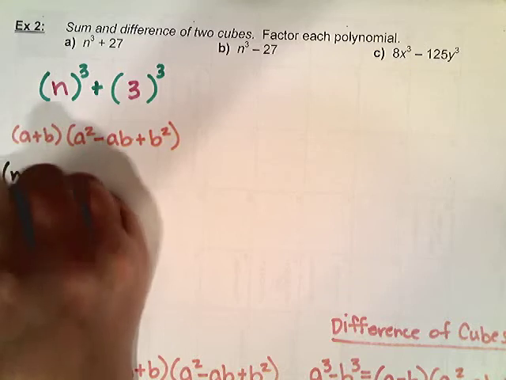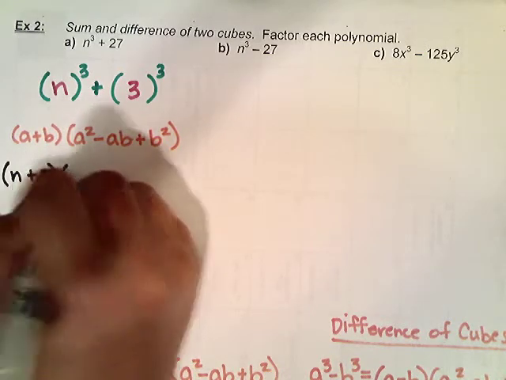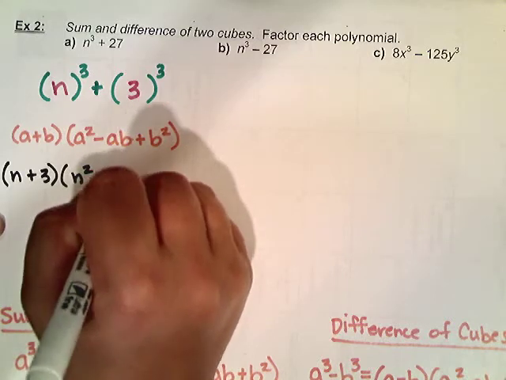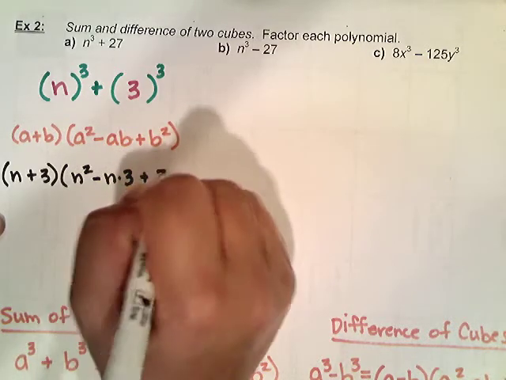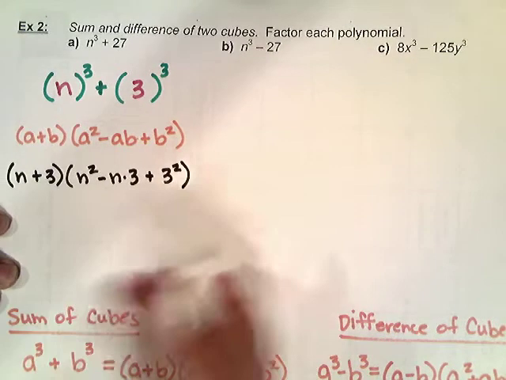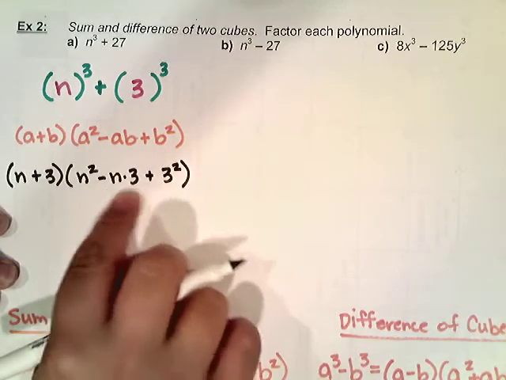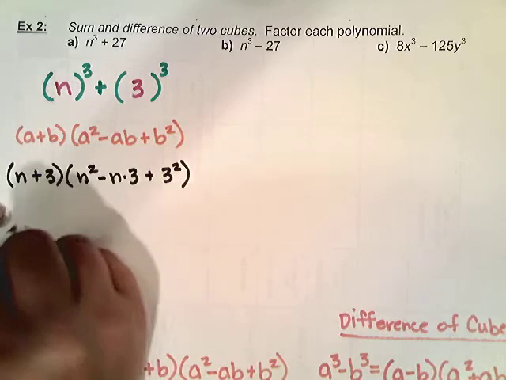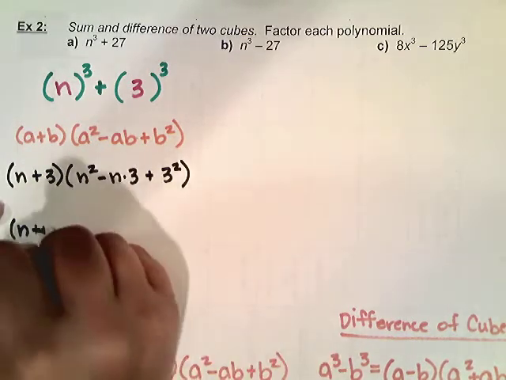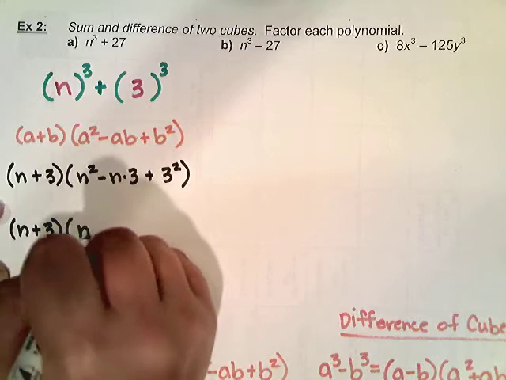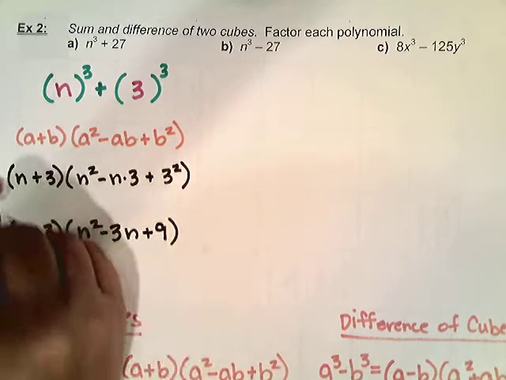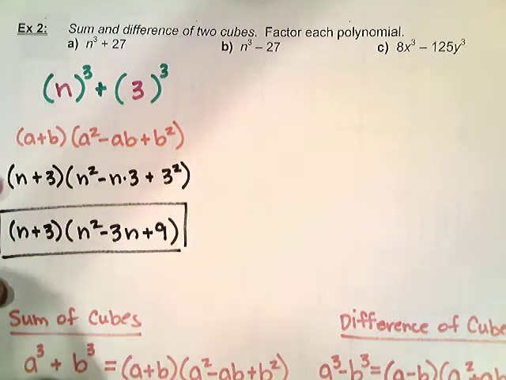So that's going to be n plus 3 times n squared minus n times 3 plus 3 squared. Now we don't want to leave it this way. Of course, we want to simplify anything that we can simplify, which means we want to simplify this and that. So our final factored form for this sum of cubes would be n plus 3 times the quantity n squared minus 3n plus 9. And that would be our factored form.